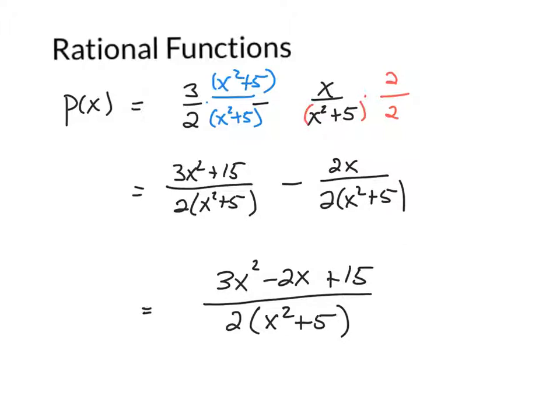Okay, so we can see that what I had before were two different fractions, 3/2 minus x over x squared plus 5, but with a little bit of rearranging, we can get this down to a form where we have a polynomial divided by a polynomial, and so this is in fact a rational function.